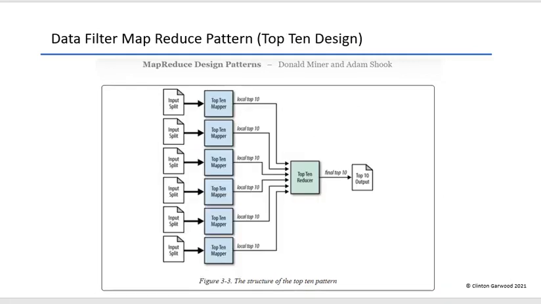In this example, we see a top 10 design pattern, which is still mapping true or false to the data, but which also adds a reducer function. The top 10 reducer, shown in the diagram, summarizes and sorts the true data into the organized final list.